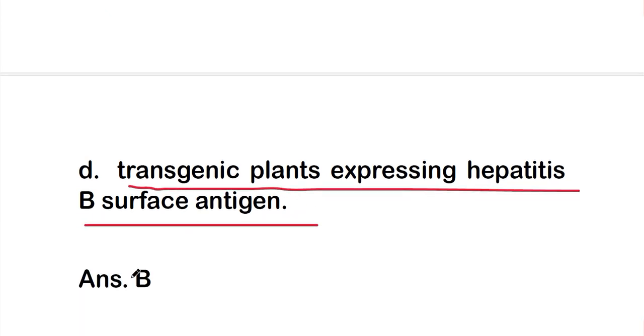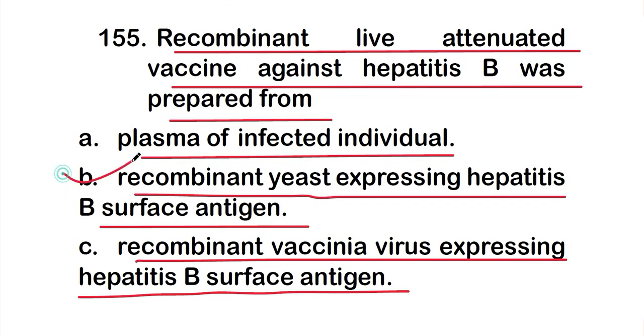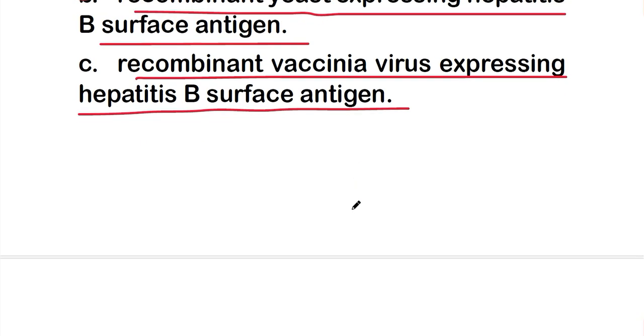And the right one is option B, that is recombinant yeast expressing hepatitis B surface antigen. So recombinant live attenuated vaccine against hepatitis B was prepared from recombinant yeast expressing hepatitis B surface antigen. Okay, so next question.